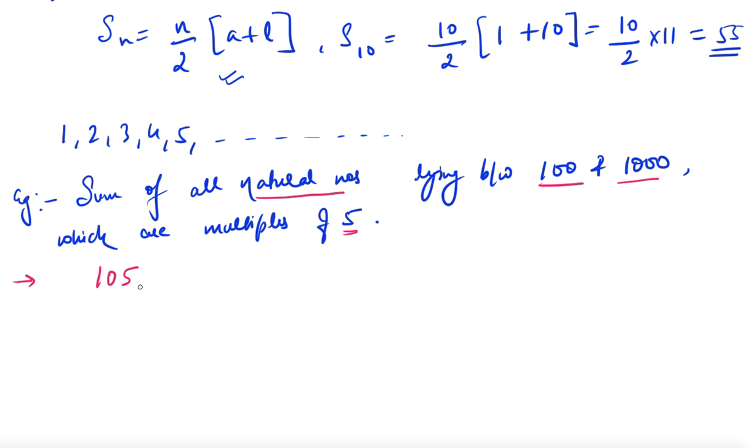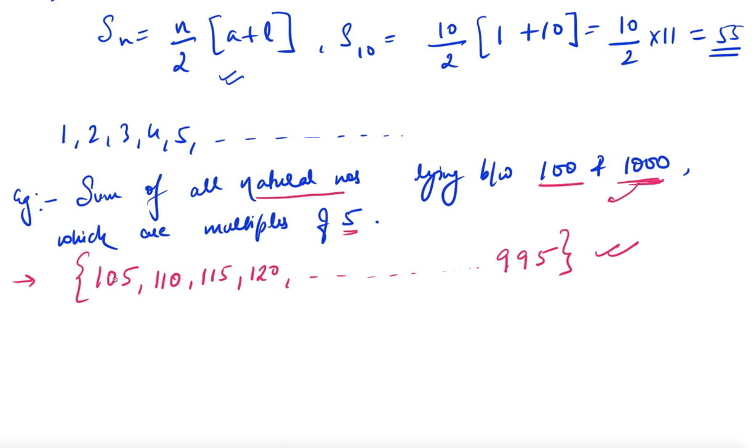So it becomes 105, the next number will be 110, 115, 120, and so on, and the last term will be, now it is between 100 and 1000, so we won't include 1000, but the number before 1000 which is a multiple of 5, is 995. So I got my arithmetic progression, 105, 110, 115, 120 up to 995. Basically in this question I need to find the sum of this arithmetic progression.